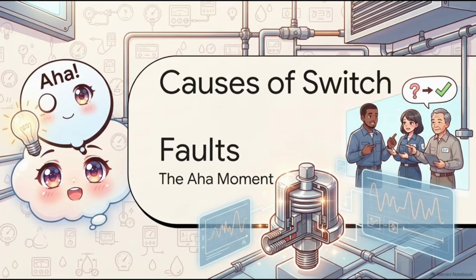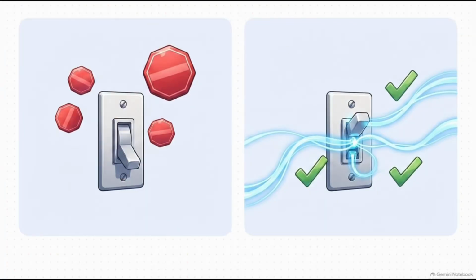Okay, moving on to Section 2, Causes of Switch Faults, the aha moment. The absolute most crucial point here is understanding the binary language of the switch. It opens or it closes purely based on pressure. Switch closed? That means normal operation. Everything is flowing, pressures are good, the system runs. Switch open? That means the system stops and you've got a fault condition.